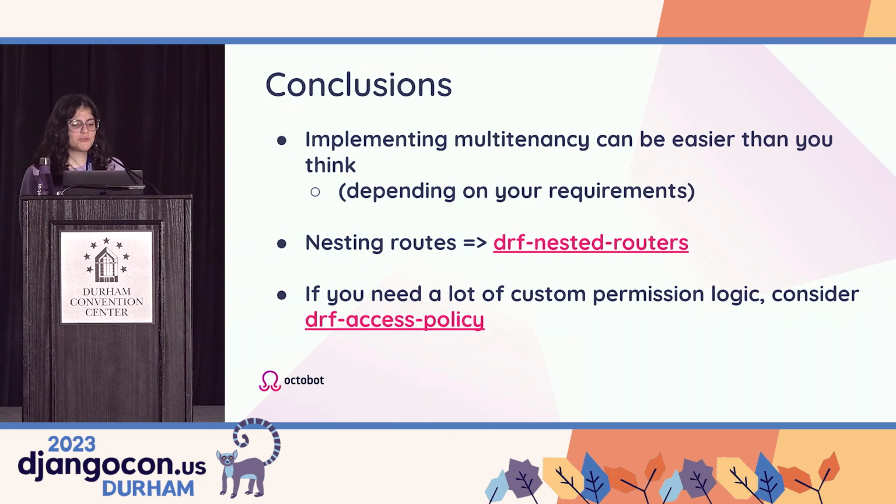So yeah, some conclusions. Implementing multi-tenancy can be easier than you think. And then the disclaimer: depending on your requirements, there are a lot of complex things out there. This is pretty simple. It was just a few lines of code. If you need to nest routes, either with multi-tenancy or just because I really like this library, we use it in production, it's working fine. So yeah, DRF nested routers. And if you need a lot of custom permission logic, you might want to consider DRF Access Policy. I haven't used it, I just checked it out, looked at the examples, played with it, but it seems pretty promising. So yeah, thank you.